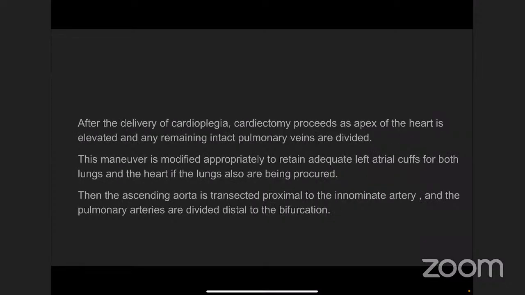After the delivery of the cardioplegia, cardiectomy proceeds as the apex of the heart is elevated and any remaining intact pulmonary veins are divided. This maneuver is modified appropriately to retain an adequate left atrial cuff for both lung and heart if the lungs are also being procured. Then the ascending aorta is transected proximal to the innominate artery and the pulmonary arteries are divided distal to the bifurcation.